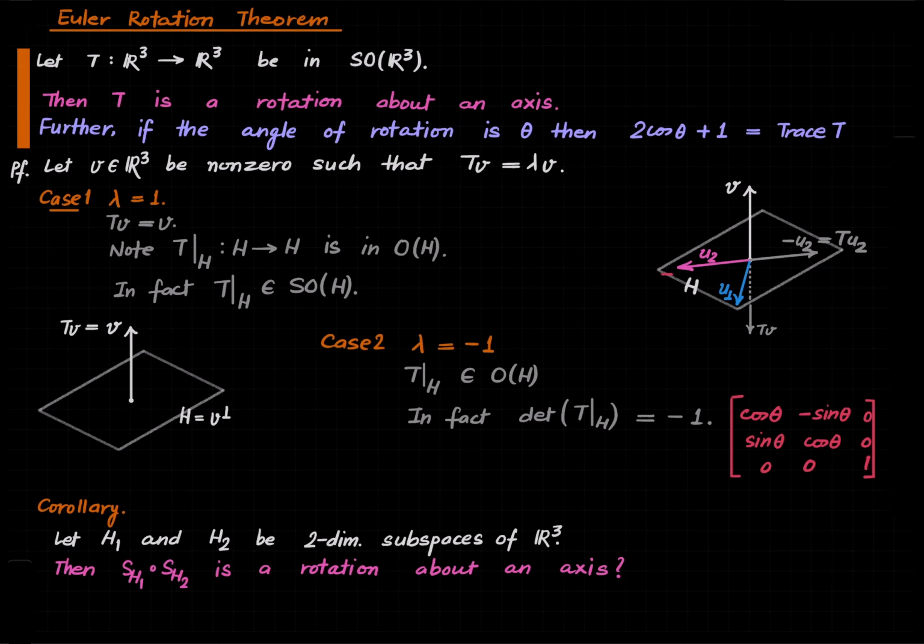Now, if you take the trace of this matrix, you get 2 cos theta plus 1. And the trace of this matrix is the same as the trace of T. The trace of a linear transformation doesn't depend on which basis you choose to make the matrix. So the trace of T is necessarily this, and that's it. That's where this comes from. Okay. So that's that.